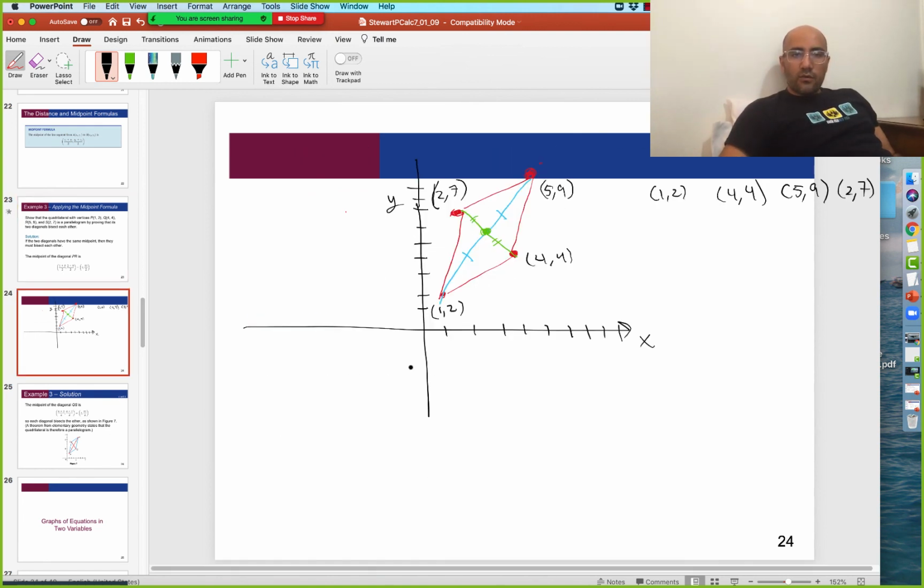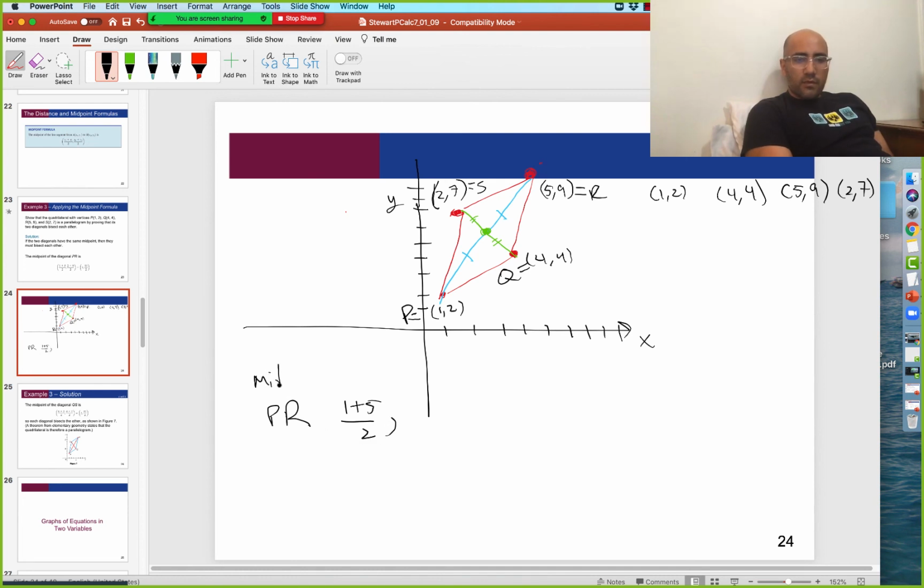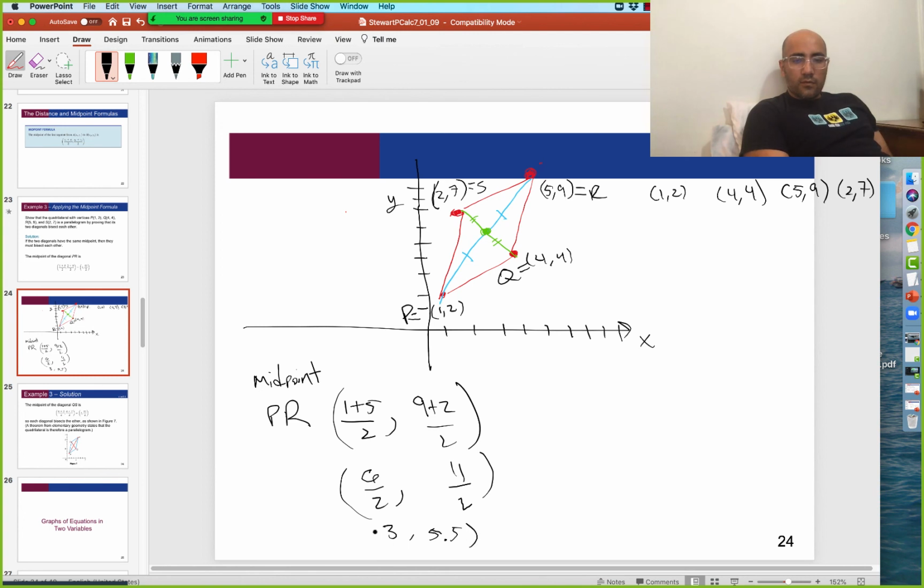So what are the points? PQRS. So this was point P, Q, R, and S. Between P and R, we want to add the 1 plus the 5 and divide by 2, and then add the 9 and the 2, 9 plus 2, and divide by 2, to give us 6 over 2 and 11 over 2, or 3 and 5 and a half. Good.